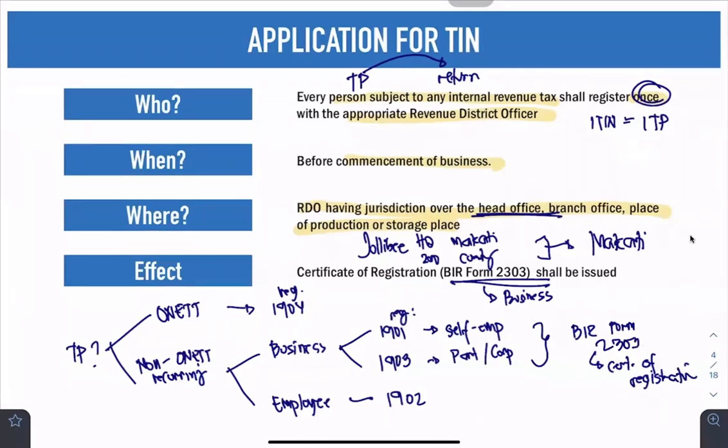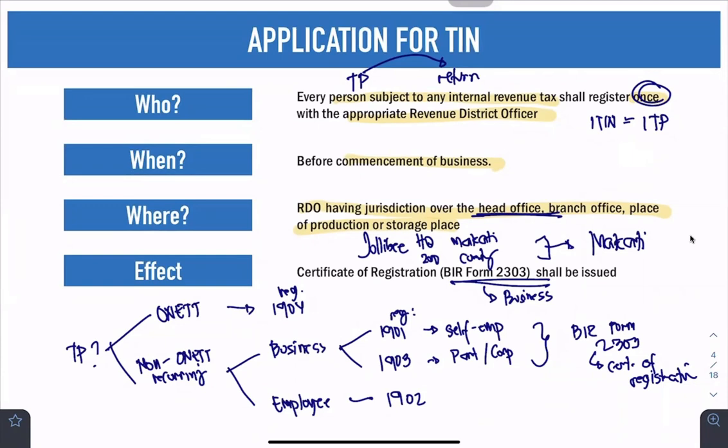How about for employee? Will you be given 2303? No. How about for one-time taxpayers? No. Only those business taxpayers. And who are the business taxpayers? Self-employed or partnership or corporation or mixed income individuals.